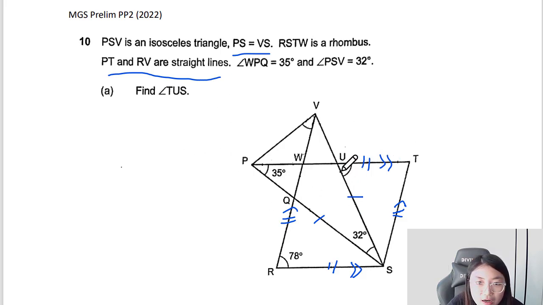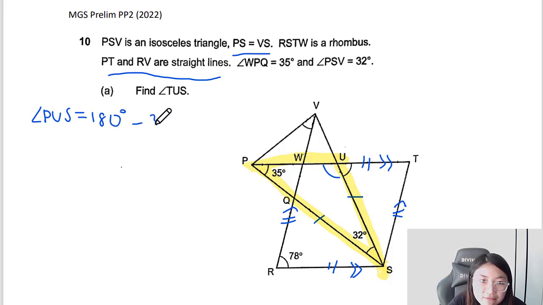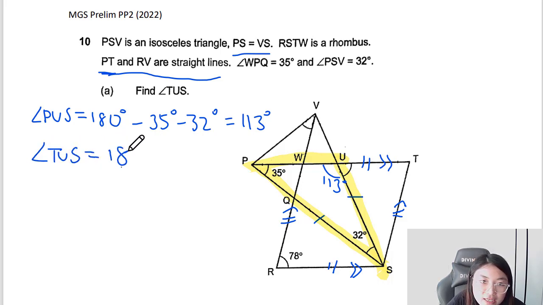TUS is labeled over here. We can see there is a triangle PUS. This triangle gives us two angles, so we are just left with this angle alone. That means we can find the angle PUS easily using 180 minus 35 minus 32, which gives 113 degrees. Remember the question told us that PT is a straight line, so we take the straight line 180 minus 113 to find TUS, which gives us 67.